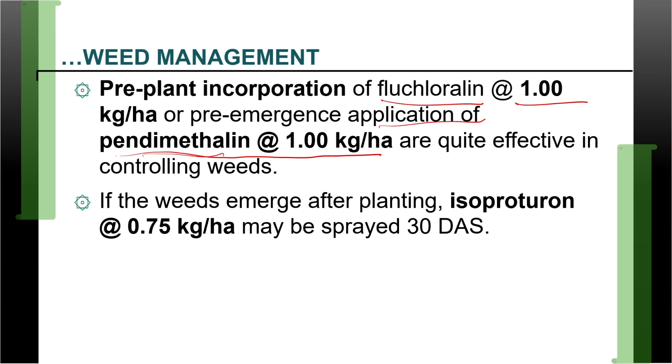If the weeds emerge after planting, isoproturon at the rate of 0.75 kg per hectare may be sprayed 30 days after sowing. So this is also a herbicide available in the form of isoproturon. So a number of herbicides are available like fluchloralin, pendimethalin, isoproturon, and there may be many more herbicides. But it is better to go for an integrated approach.